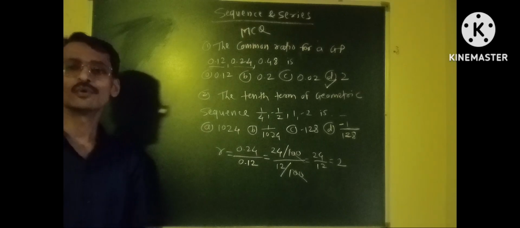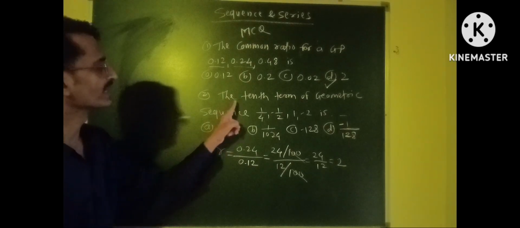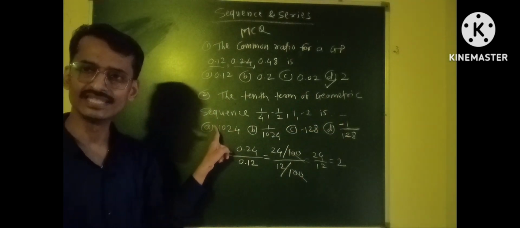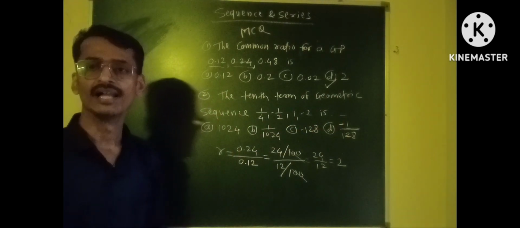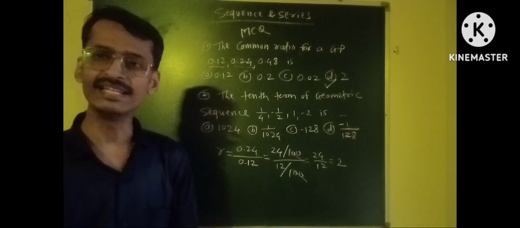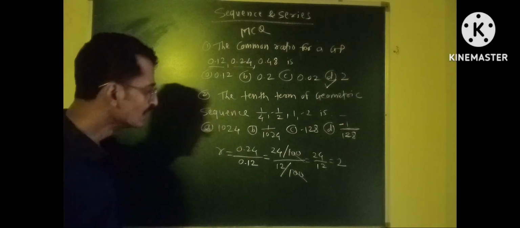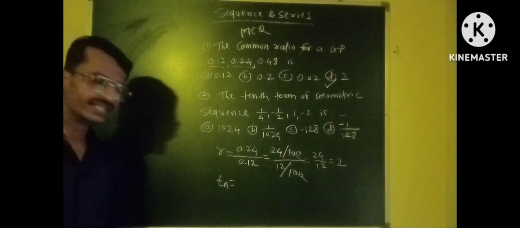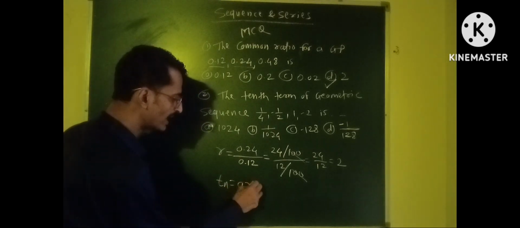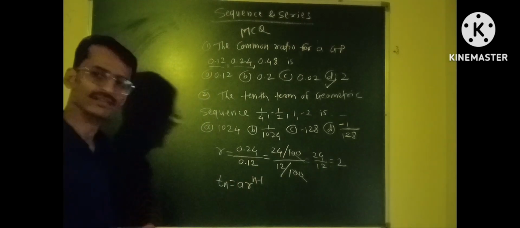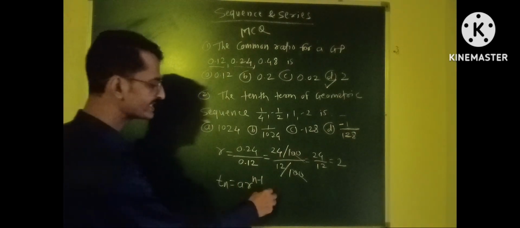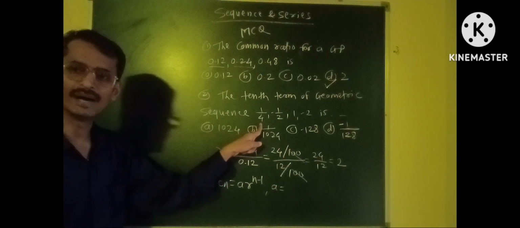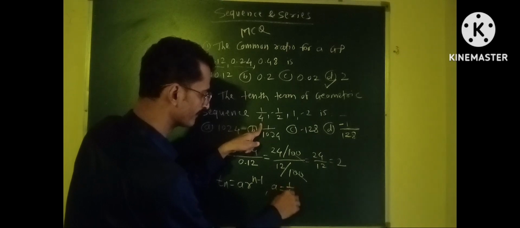Okay. Now in second MCQ, question is the 10th term of geometric sequence, that means GP, is. Now we know formula to find any term, that is suppose nth term. So what is formula of nth term of GP? Tn is A into R raised to n minus 1. Now here what is A? A is first term. First term is what? 1 by 4. So write here 1 by 4.